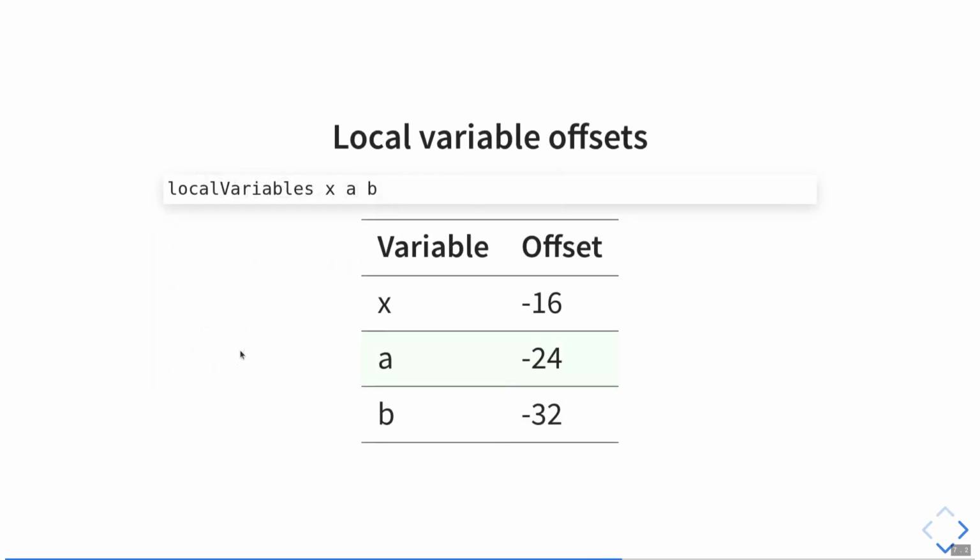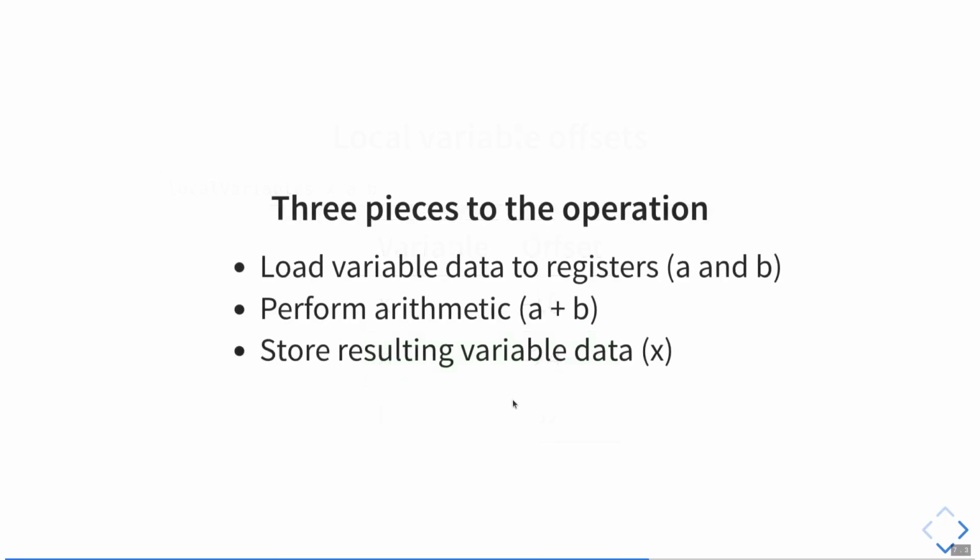Here's our symbol table, the same one as we saw earlier. X is negative 16, that's the offset. A is at negative 24 offset, and then B is at offset negative 32. The big idea is that we're first going to load the values in A and B into general purpose registers, RAX and RBX. Then we're going to actually perform the arithmetic, adding the values of those two registers together, and then store the result back into the offset of memory where the variable x is.